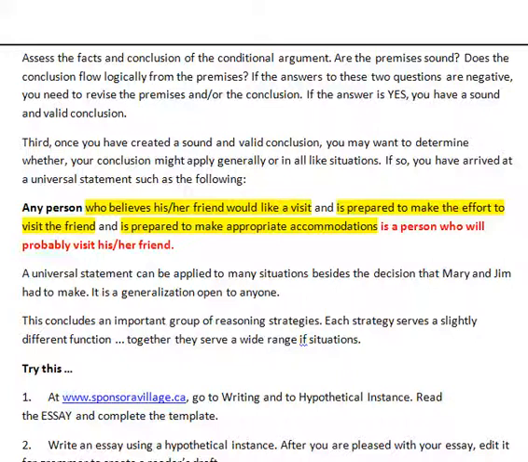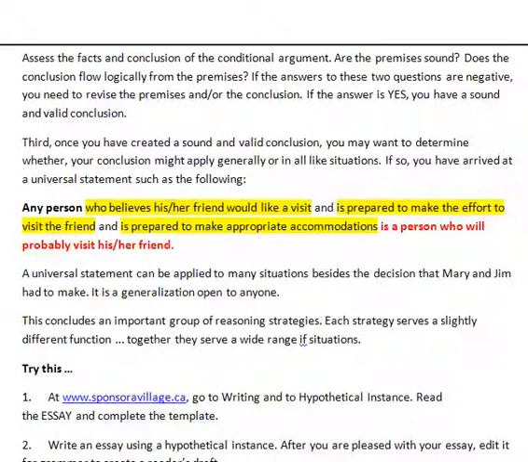Third, once you've created a sound and valid conclusion, you may want to determine whether your conclusion might apply generally or in all like situations. If so, you have arrived at a universal statement such as the following. Any person who believes his or her friend would like a visit and is prepared to make the effort to visit the friend and is prepared to make appropriate accommodations is a person who will probably visit his or her friend. A universal statement can be applied to many situations besides the decision that Mary and Jim had to make. It is a generalization open to anyone.